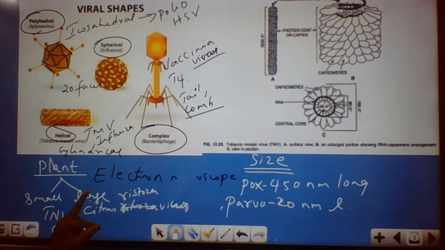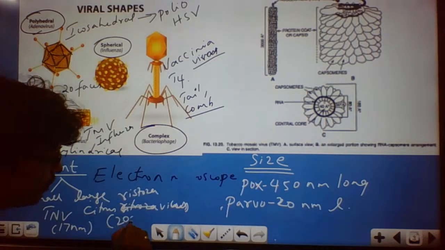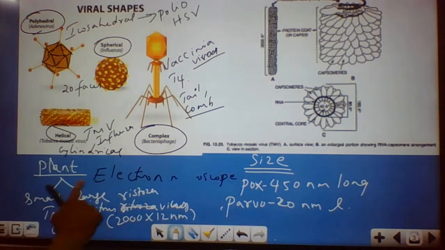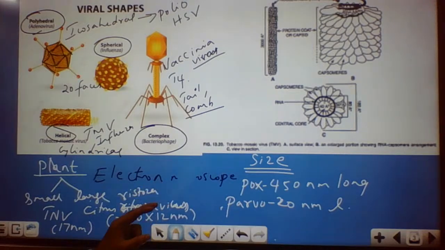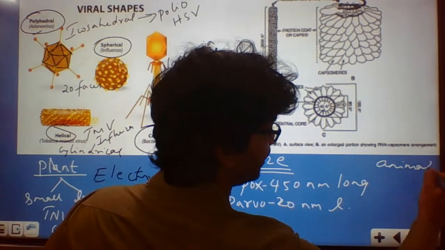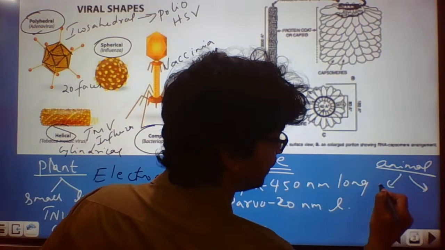This is the size of 2000 by 12 nanometers. This is the size as far as the plant is concerned. Coming to the animal, more specifically, you take the smallest virus and you take the largest virus.